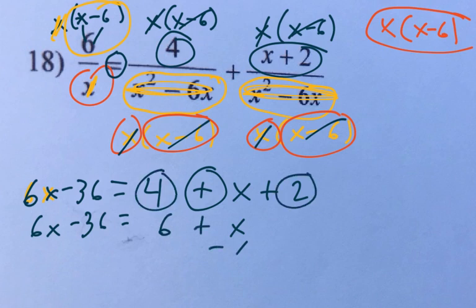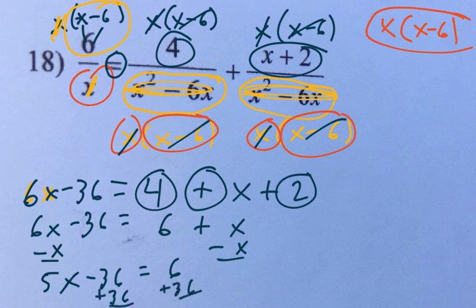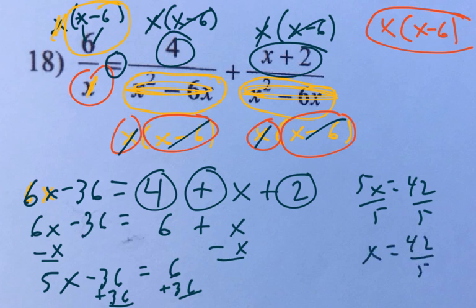Now, I'm going to minus x both sides. 5x minus 36 equals 6. I'm going to add 36 to both sides. So 5x will be 42. And when I divide by 5, x is going to be 42/5. And you can leave it like that. If you divide it, of course, you can make it a decimal.